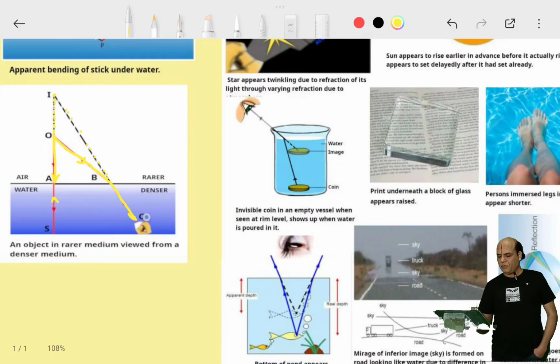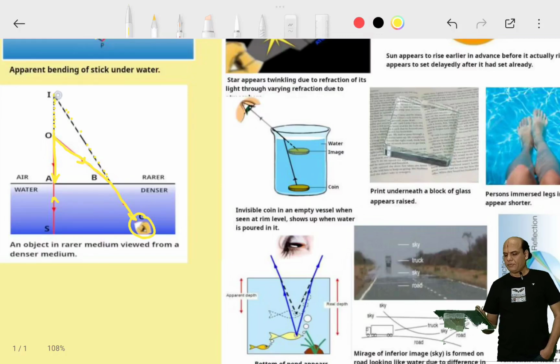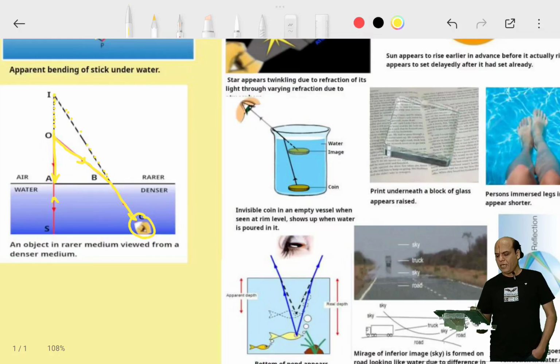So the observer who is watching from inside the denser medium watches the object O, which makes an image at point I. So the object at O makes an artificial image at I. For an observer, it is as if the object is placed at point I.